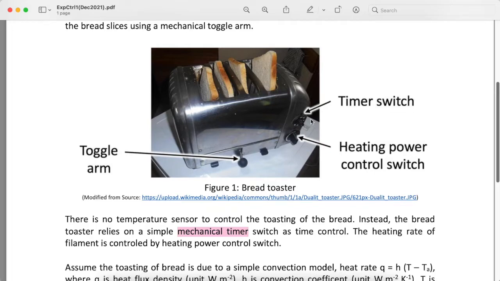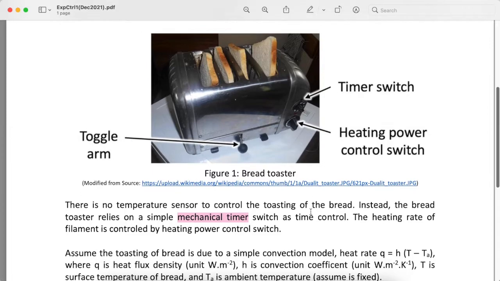So when you lower it, you may set maybe 2 minutes. 2 minutes means 120 seconds, or maybe 1 minute, 60 seconds, whatever it is. You just set that, then you lower it, then it will start to count the time. When the time is reached, it will stop the toasting. So it will stop the heating through the filaments. So you have filaments at the side.